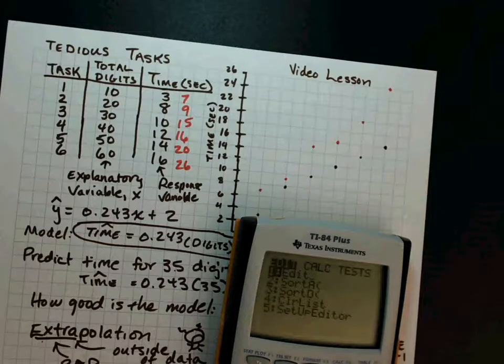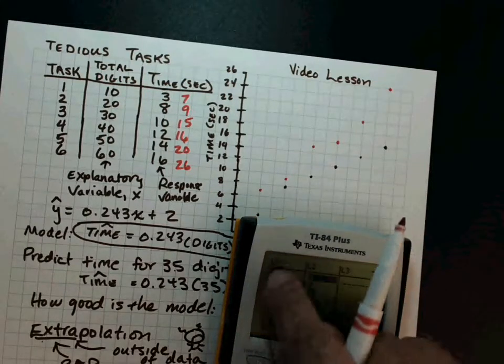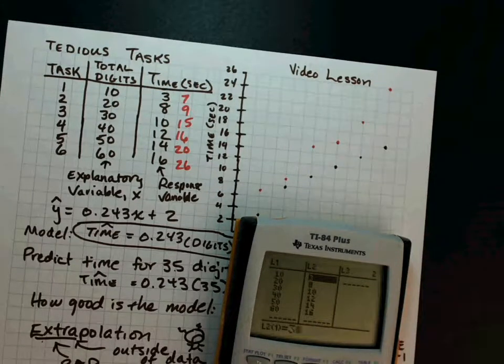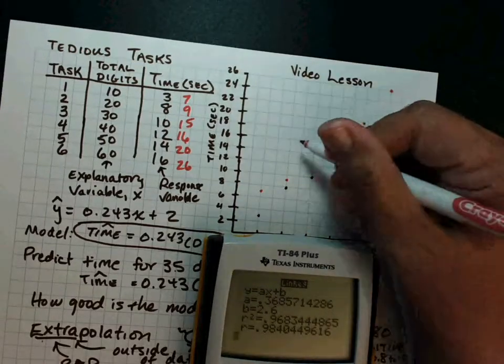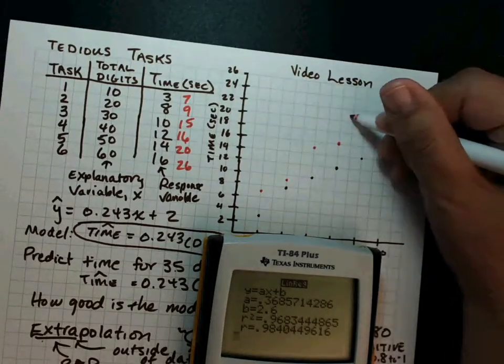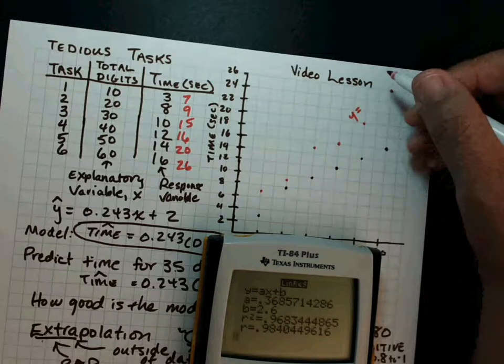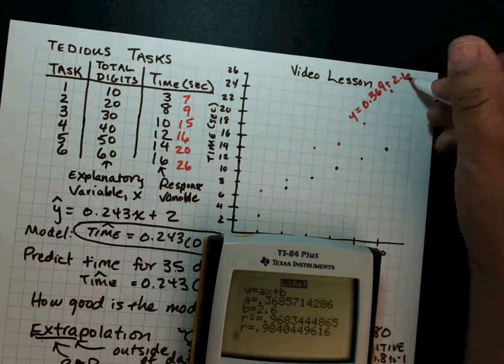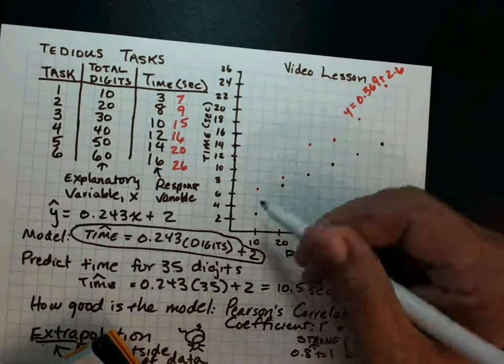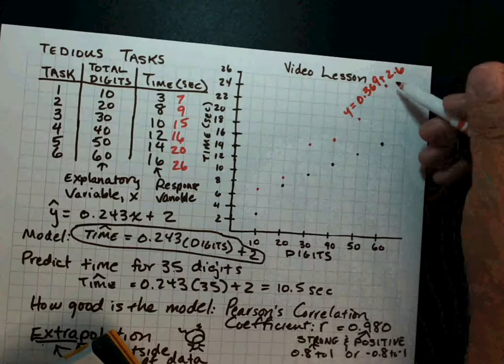If I enter in my data, stat, edit, don't need to redo the first column, that's already right. So we got 7, 9, 15, 16, 20, and 26. Stat calc, 4. You can see I have a slightly different equation. For this one, I have y equals 0.39x plus 2.6. So it's actually predicting a higher y-intercept, and it has a higher slope.